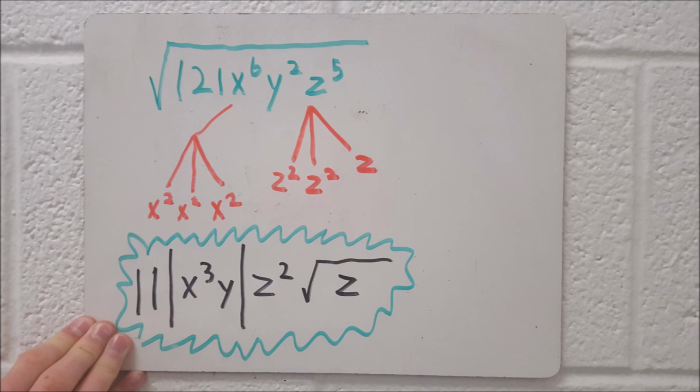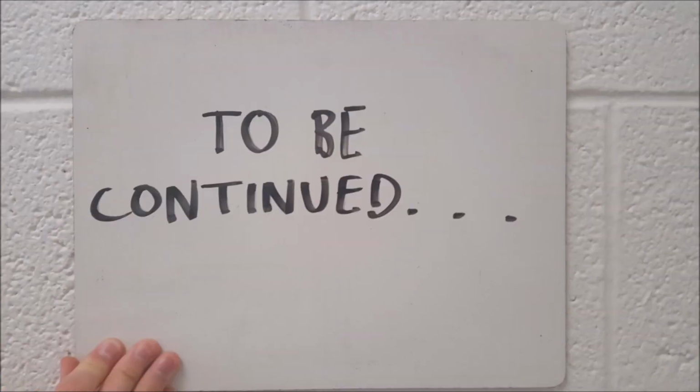Finally, you need to add in absolute value bars around each odd-powered variable in the outer portion of the equation. Since x cubed and y cannot be negative, they need to contain absolute value bars around them. So the final equation should read 11 times the absolute value of x cubed y times z squared times the square root of z. To be continued at a math class near you.